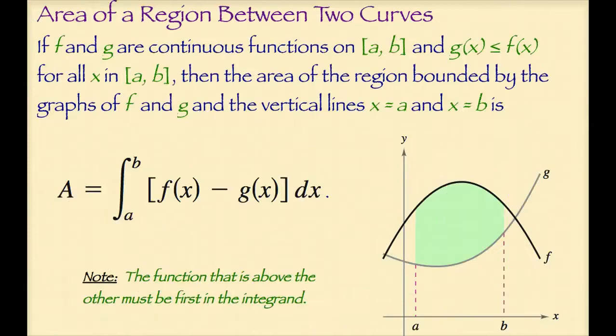The area of a region between two curves. If f and g are continuous functions on [a, b], and g of x is less than or equal to f of x for all x in the interval [a, b], then the area of the region bounded by the graphs of f and g and the vertical lines x equals a and x equals b is the integral from a to b of f of x minus g of x dx. Note, the function that is above the other must be listed first in the integrand.